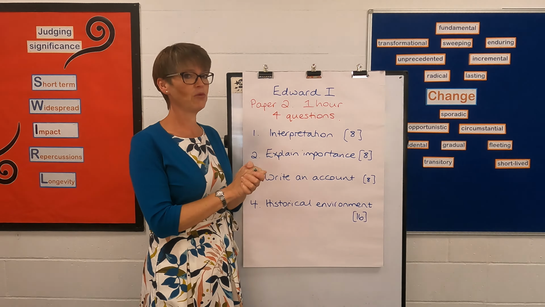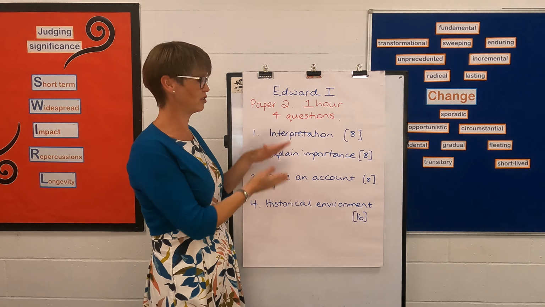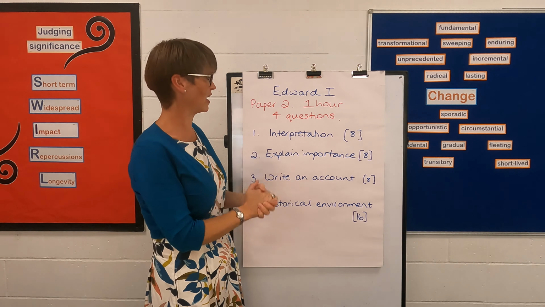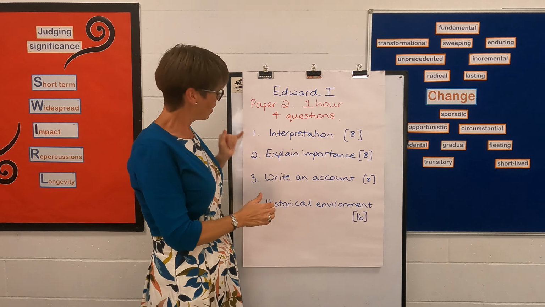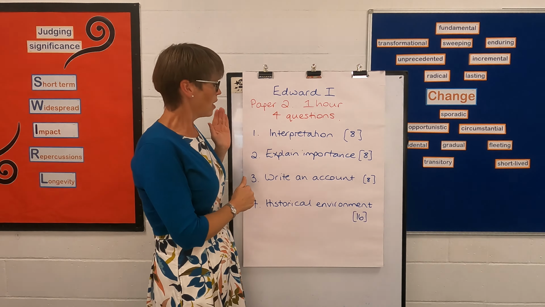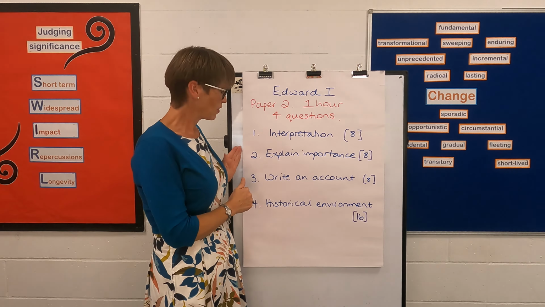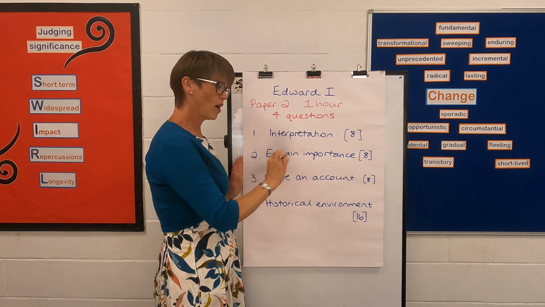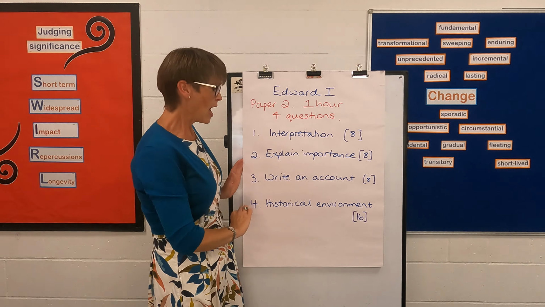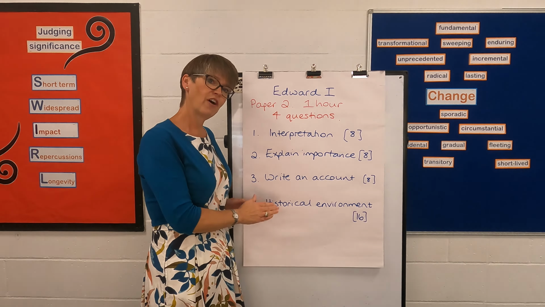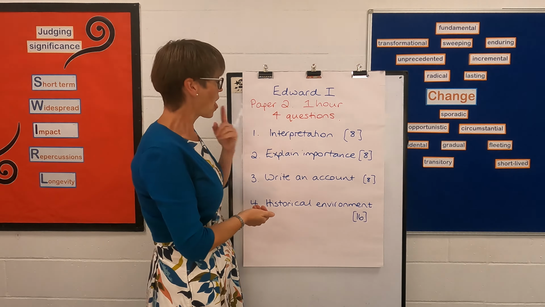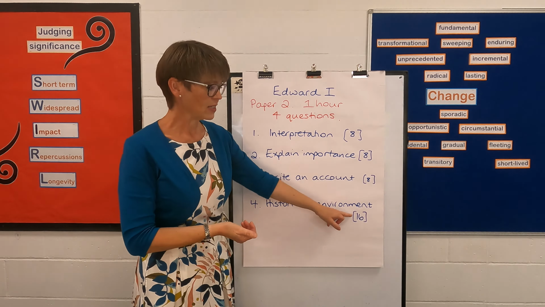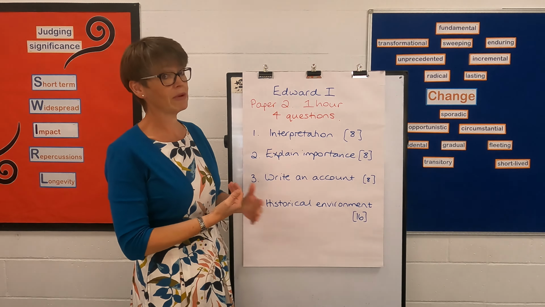I'm going to say what I always say: do the questions in whatever order you like. For the Edward paper, that means 4 questions. There's an interpretation, an explain the importance of something, a write an account of something, and then a historical environment. More of that in a minute. 8, 8, 8 and 16 marks. Nice and easy to remember this one.